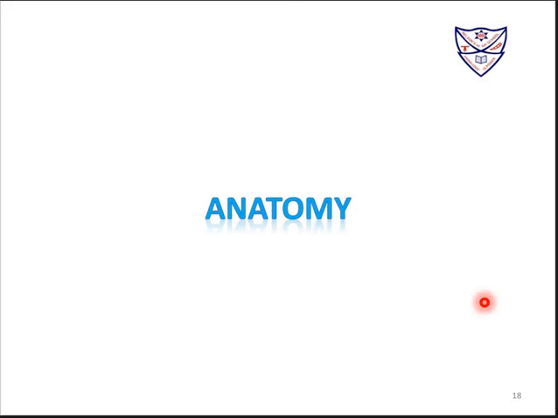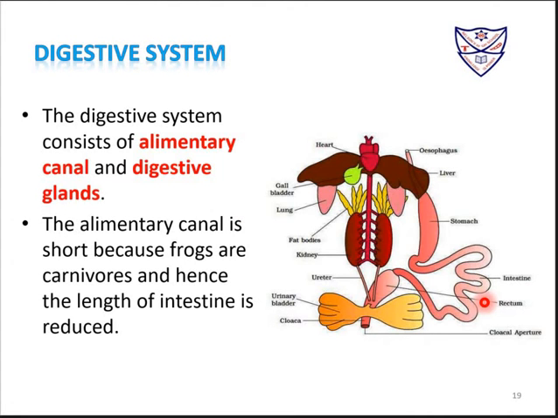Now let us study the anatomy of the frog. Let us start with the digestive system. It consists of the alimentary canal and digestive glands. The alimentary canal is quite short because they are carnivores. That means they eat other animals. Hence, the length of the intestine is quite less.